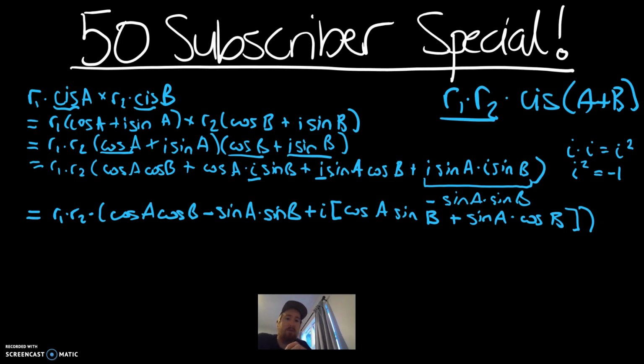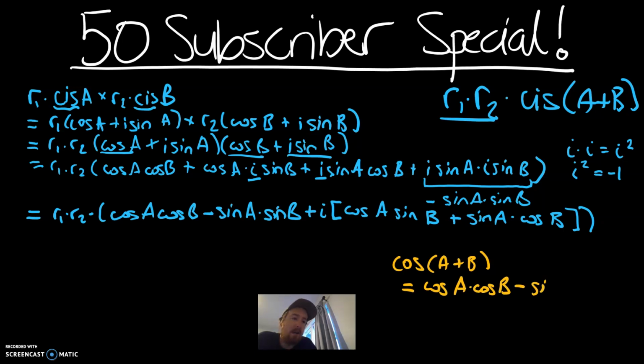And there's two other rules at this point in time that we need to be aware of. So the first one is cosine A plus B. That is going to be equal to cosine A times cosine B minus sine A times sine B. And if you have a look at our equation, we've actually got that there. We've got a cosine A times cosine B minus a sine A times sine B.